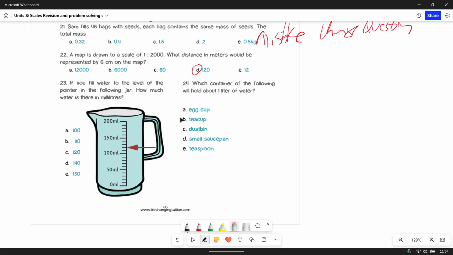23. If you fill water to the level of the pointer in the jar, how much water is there in milliliters? Right, again, so 150 take away 100 is 50, and how many gaps are there? So 1, 2, 3, 4, 5. So 50 divided by 5, so 10. So each one is worth 10. So 110, so this should be 120. 23C.